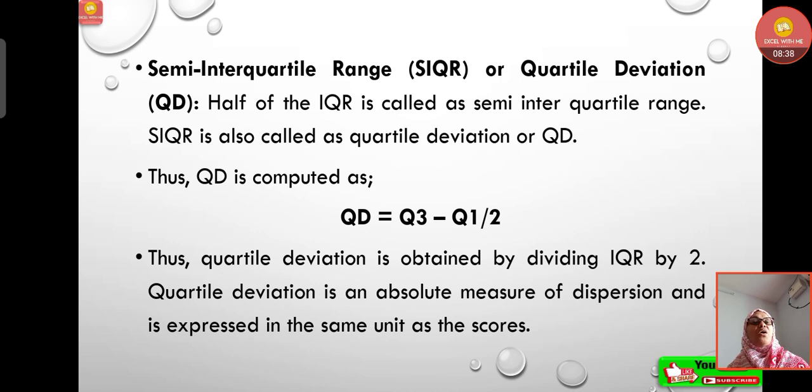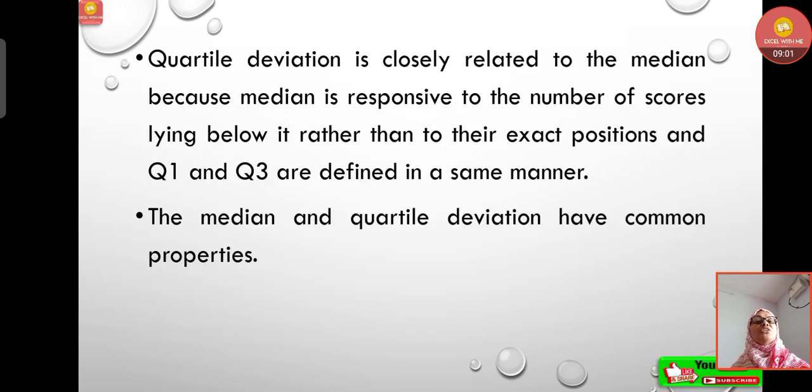SIQR is also called quartile deviation or QD. Thus, QD is computed as quartile deviation equals Q3 minus Q1 divided by 2. Thus, quartile deviation is obtained by dividing IQR by 2. Quartile deviation is an absolute measure of dispersion and is expressed in the same unit as the scores.